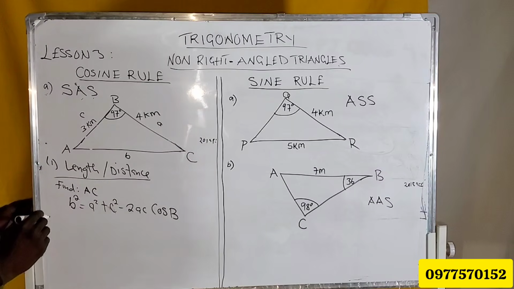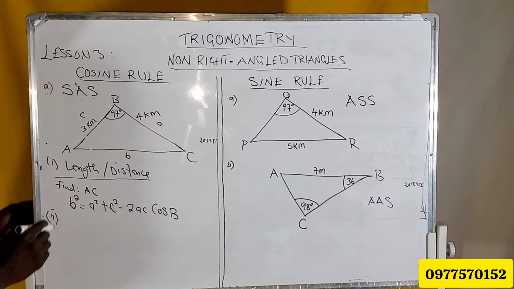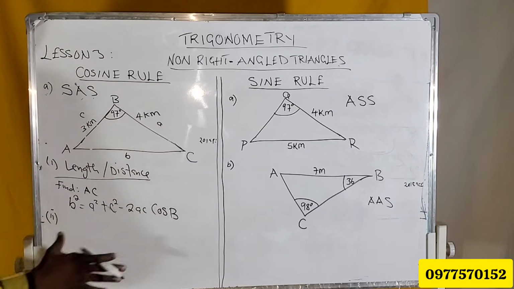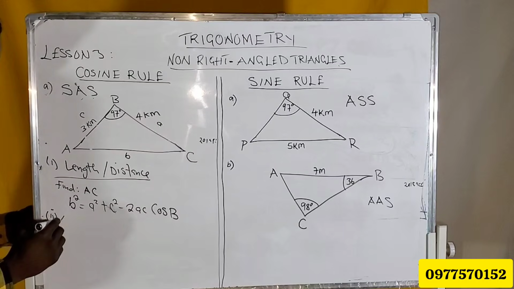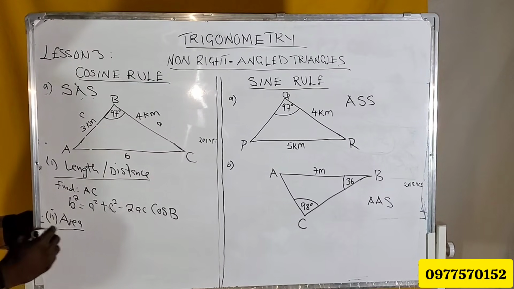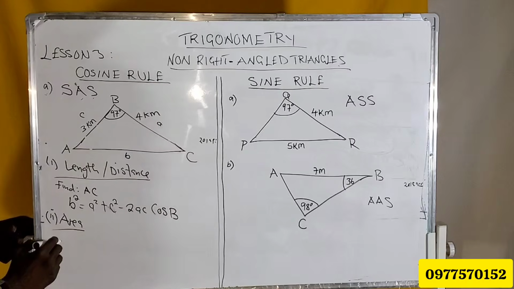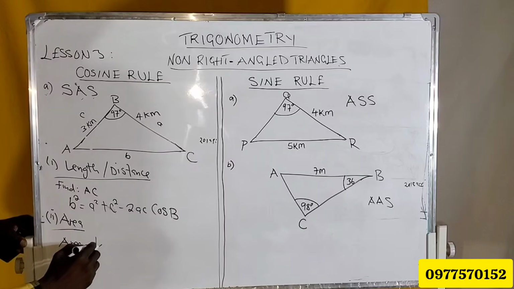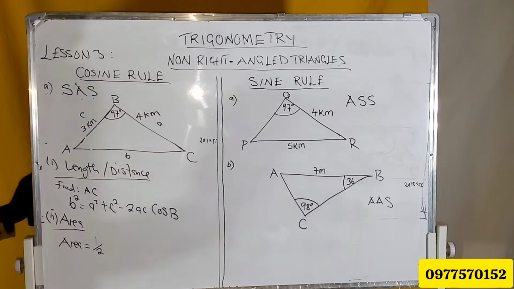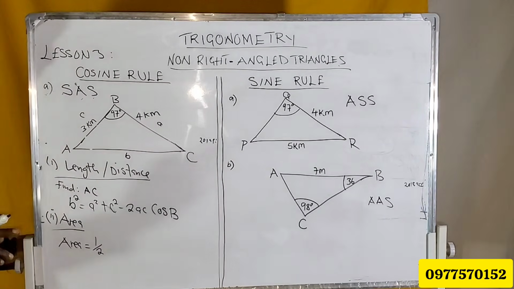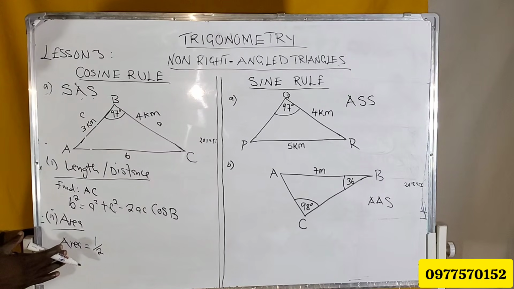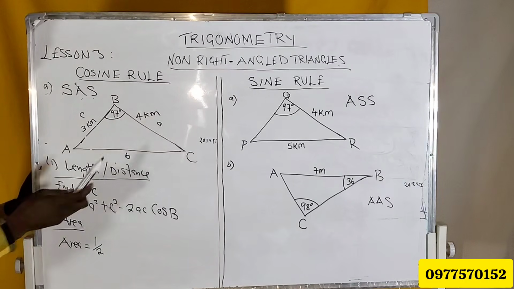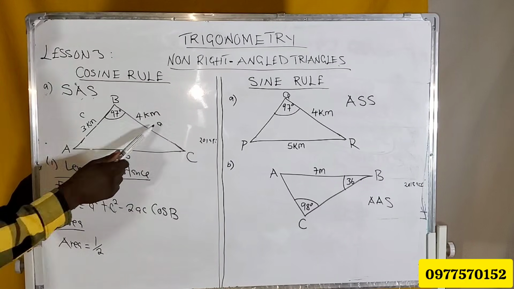Now, the second calculation that we're going to use under cosine rule here is area. How do you calculate area? It is very simple. So area is equal to 1 over 2. Now, you have to be very careful when writing the formula here. You need to start with these two given sides, the sides that are already given. You have 4 kilometers, 3 kilometers. So we're going to use a and c.